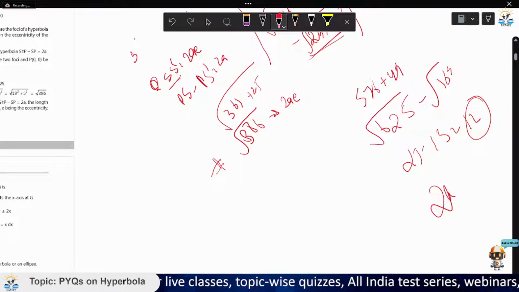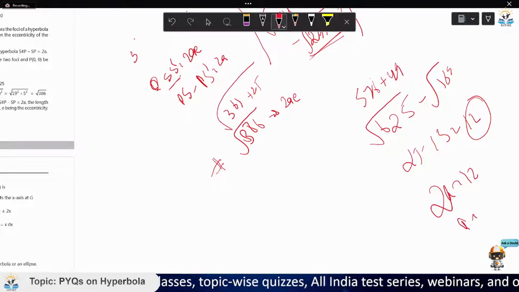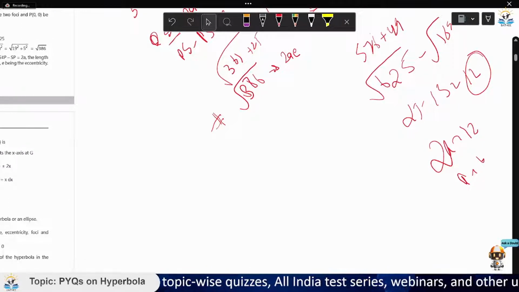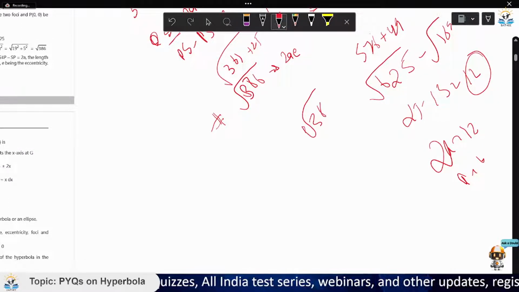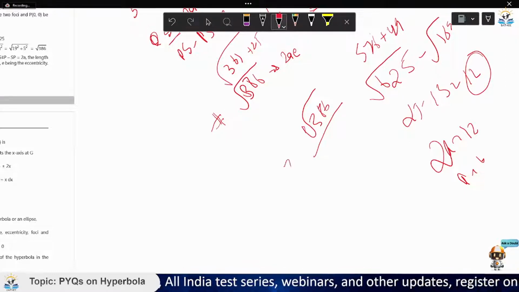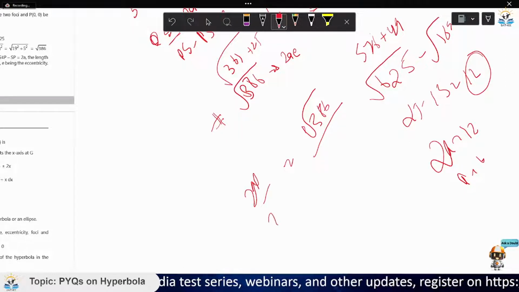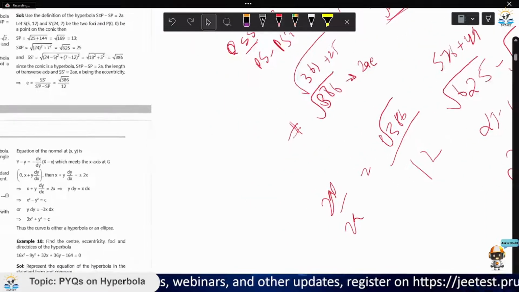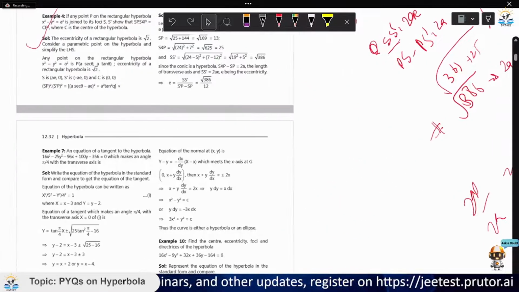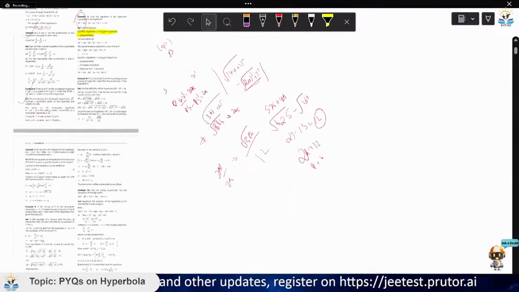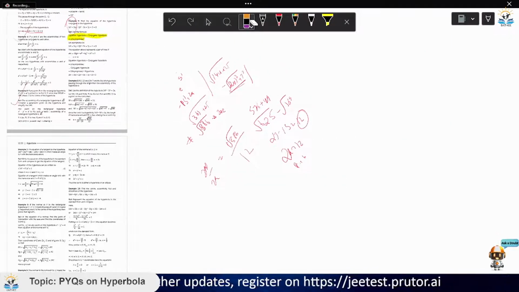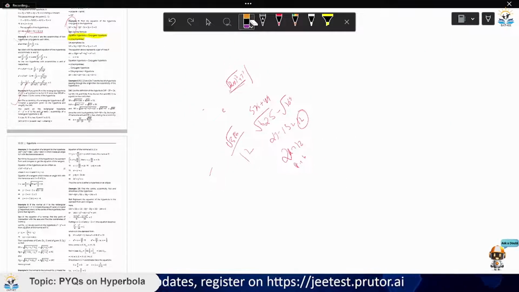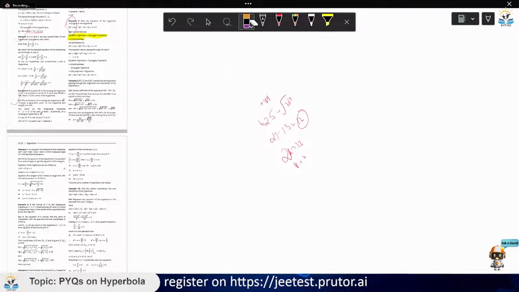So we know 2a is 12, so we get a as 6, and then we just take the ratio. This is 2ae divided by 2a, which gives the eccentricity. This is my answer, as simple as that. Okay, you got the equation. Now we're just applying the basic definition of a hyperbola, that we define the hyperbola in this way as well.